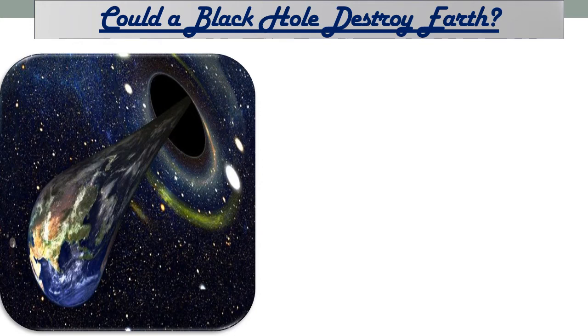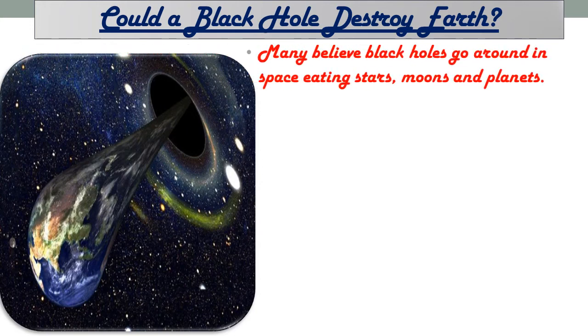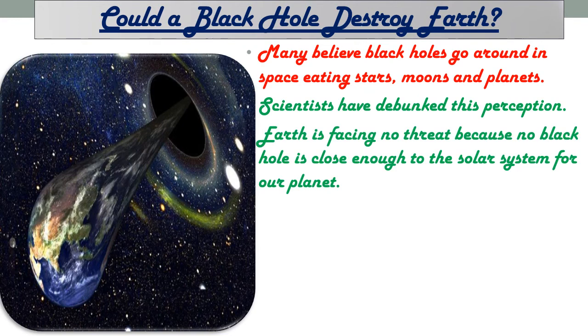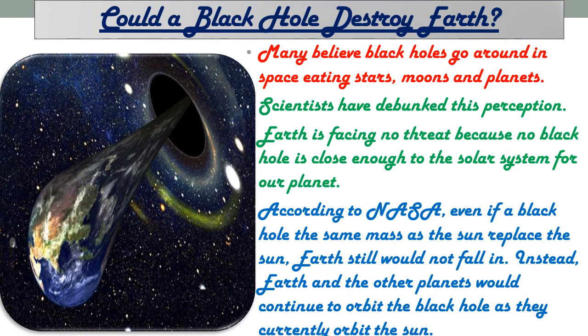Now, next question. Could a black hole destroy our Earth? No. Many believe black holes go around in space eating stars, moons and planets, and scientists have debunked this perception. It is just a perception. Earth is facing no threat because no black hole is close enough to the solar system. According to NASA, even if a black hole the same mass as the sun replaced the sun, Earth still would not fall in. Instead, Earth and the other planets would continue to orbit the black hole as they currently orbit the sun. So our planet Earth is safe from black holes.